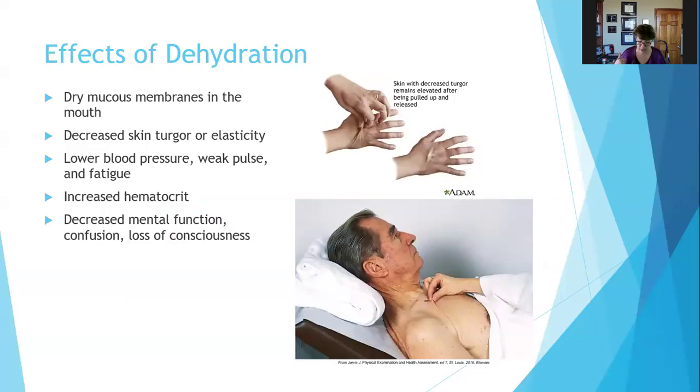So dehydration decreases the amount of fluid in the interstitial and the intravascular fluids, and the effects that you can see, the manifestations, are dry mucous membranes in the mouth and decreased skin turgor or elasticity. That's the test where you pinch the back of the hand or pinch underneath the clavicle, and if the skin doesn't bounce back, then that's decreased skin turgor.